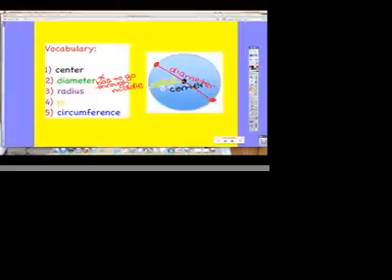Okay, what if I gave you the diameter, and I said the diameter is 10 feet? What's the radius? You can shout it out. 5. Perfect, guys. You're going to use that a little bit today.